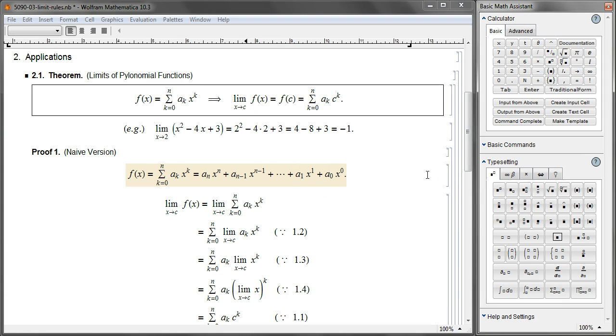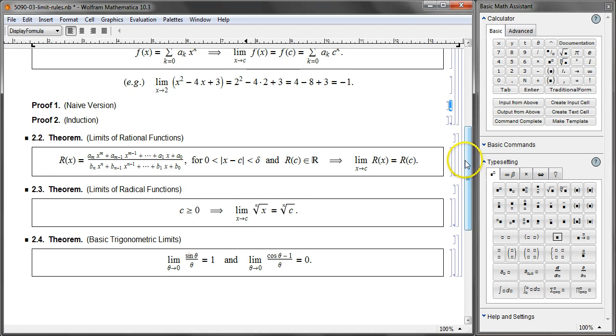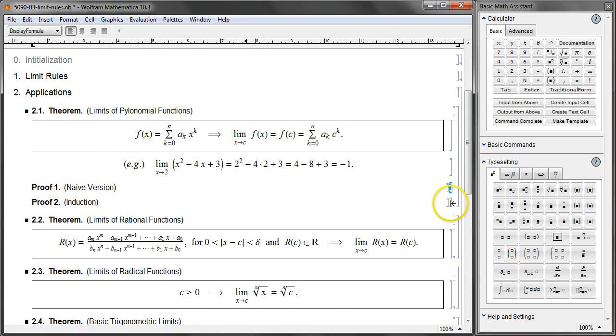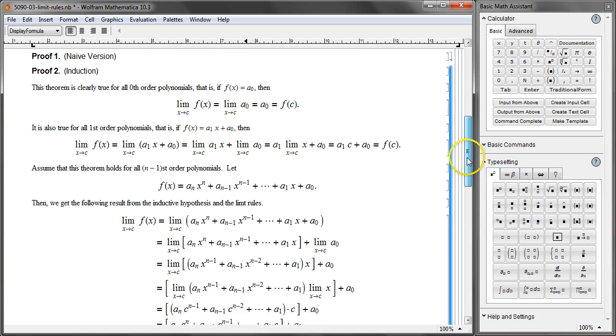In this case, we can abbreviate this expression in the sigma form, and then we end up with this kind of proof. This is a relatively naive version because we used repeated application of the addition rule right here and a repeated application of multiplication right here. But what do you mean by repeated? We can do it more precisely using mathematical induction, and here we go.